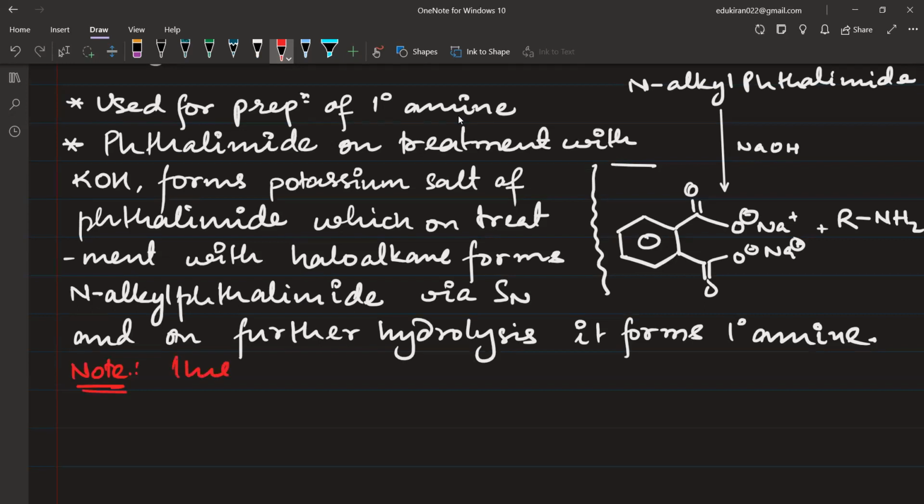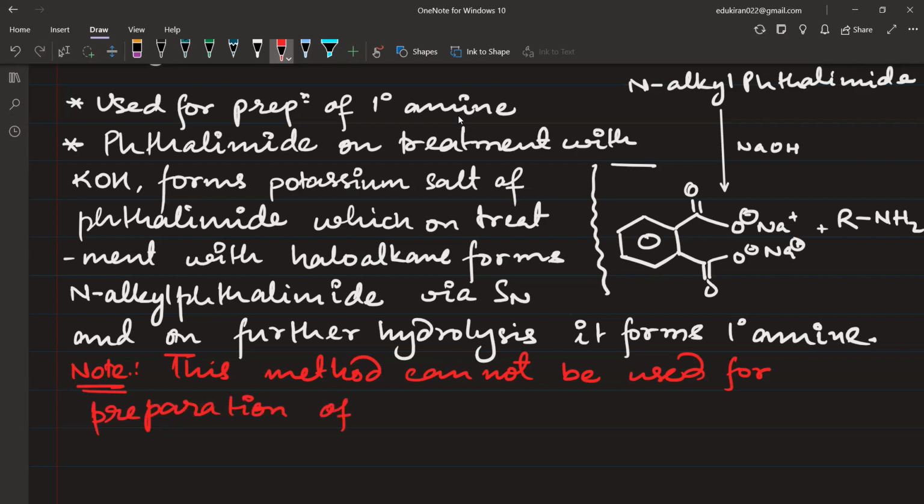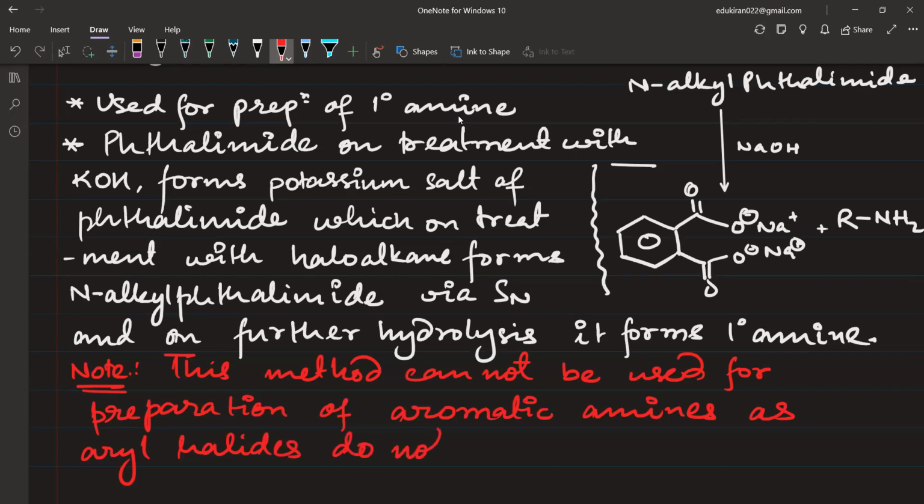Write a note. This method cannot be used for preparation of aromatic amines, as aryl halides do not show SN. If you are going to get aromatic amines, then you will use aryl halides, but aromatic halides don't show SN. If they don't show SN, then how can this reaction take place? So that is why we cannot prepare aniline from this. We can only prepare aliphatic 1 degree amines.